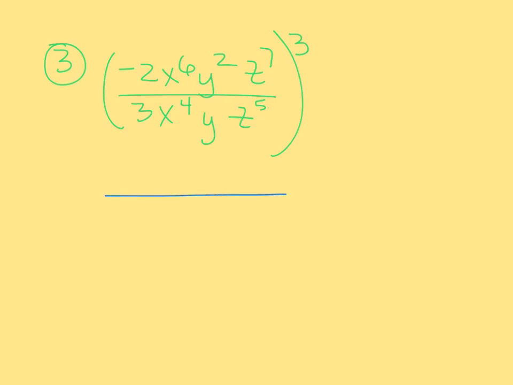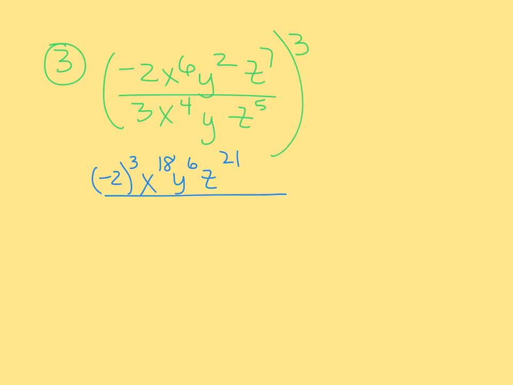So first thing it says is negative 2 to the third. I'm starting at the top, so I'm just going to write negative 2 to the third. I'm not even going to mess with that yet. And then power to a power, x to the 6th to the third is going to be x to the 18th because you multiply powers. Y to the 2nd to the third is going to be y to the 6th. Z to the 7th to the third is going to be z to the 21st.